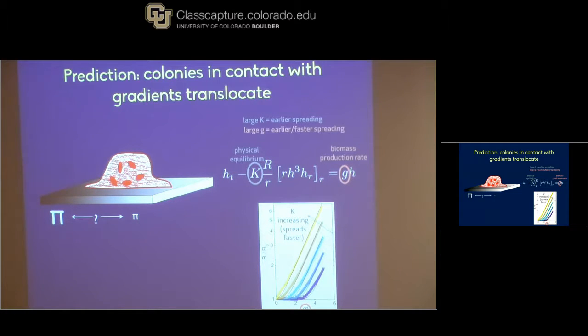That's our expectation. Yes? Is there a parameter for, say, how porous the surface underneath is? For how porous? Yes. So what do we expect for these parameters?